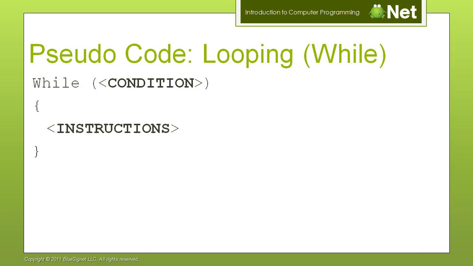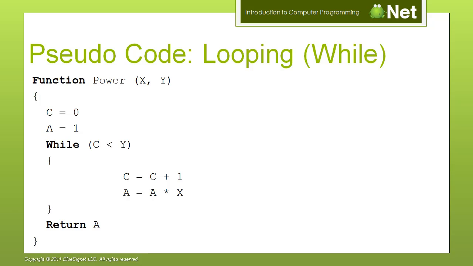And every time the set of instructions is run, we go back to the top, and if the condition is still true, we run the block again. We keep repeating that block of code until the condition is false. So here's a pseudocode representation of that flowchart we did before, the power function, where we have the while condition: while c is less than y, increment the counter, and then set our answer equal to a times x. Once we're done, we return the answer back to the user.